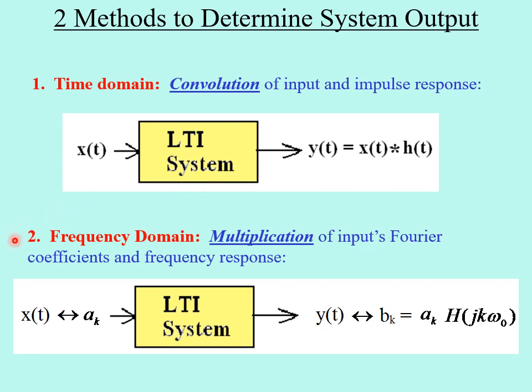We've now learned a new method of figuring out the output. It's by working in the frequency domain. We're going to simply use multiplication of an input's Fourier coefficients and the frequency response. So in other words, if the input x of t has Fourier coefficients a sub k, then the output y of t has Fourier coefficients b sub k that are equal to the input Fourier coefficients a sub k multiplied by the frequency response at that particular harmonic frequency. So now I think we're ready to go ahead and try an example using this method.